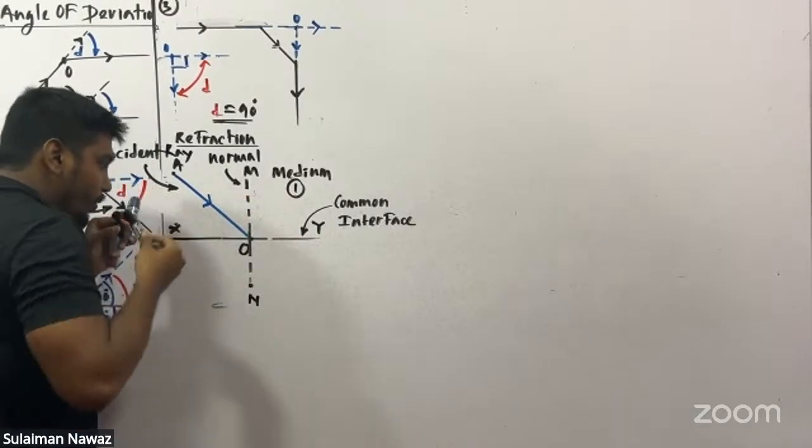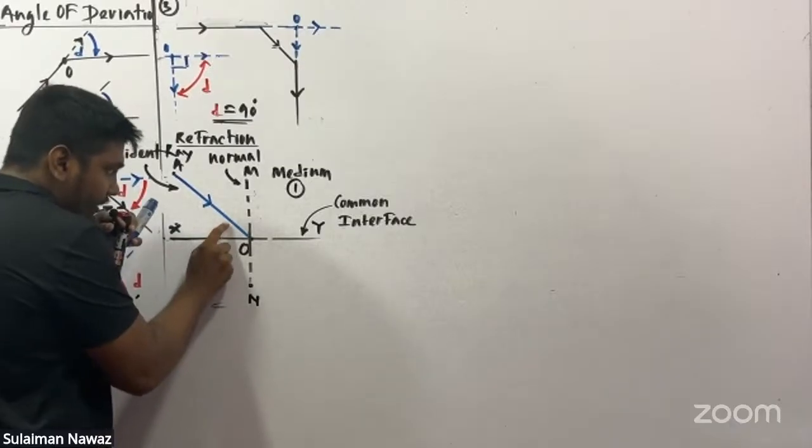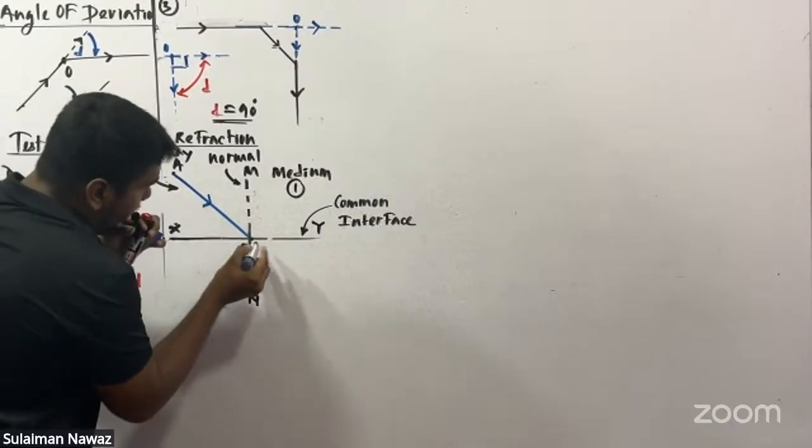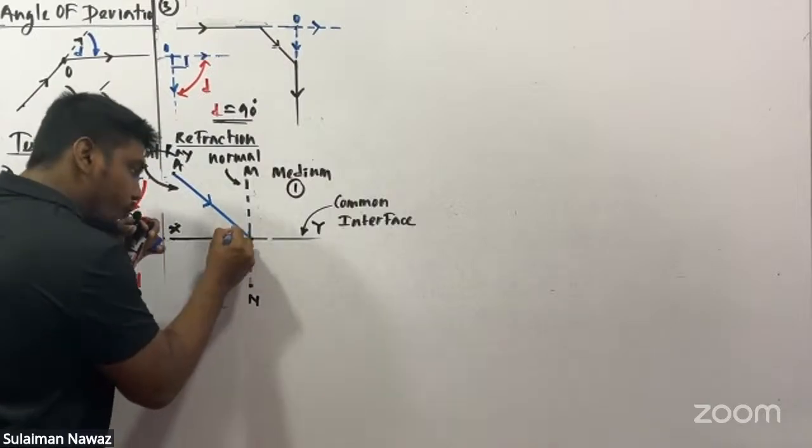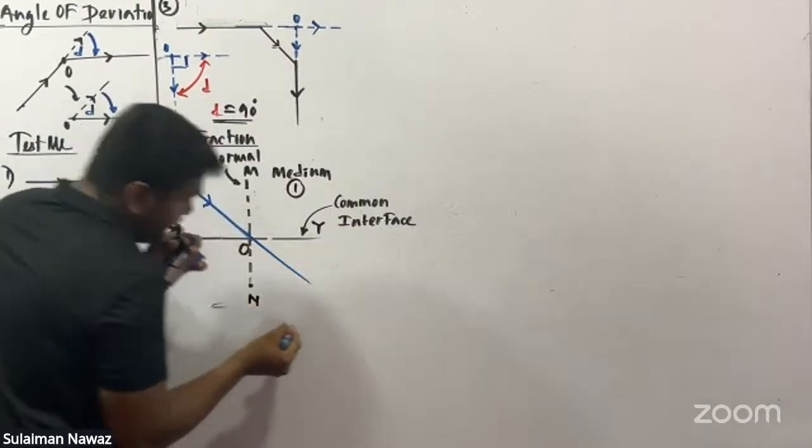1, then we know that the direction of this light ray would be this direction. This light ray would have moved in this direction.